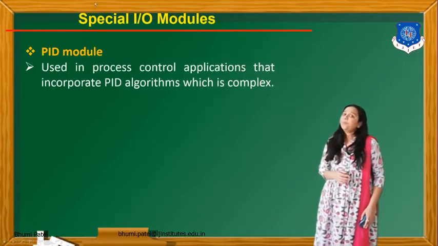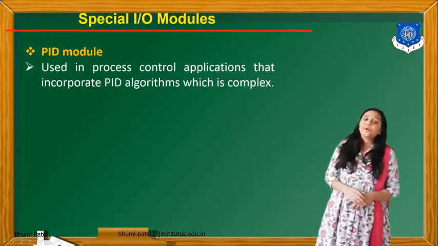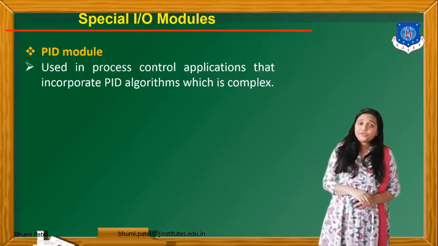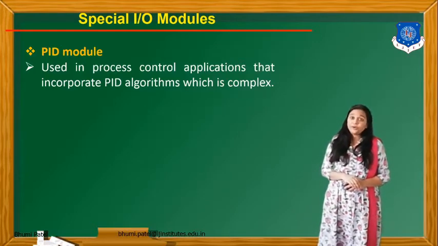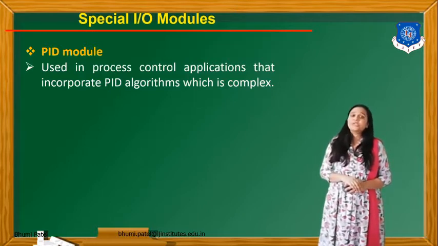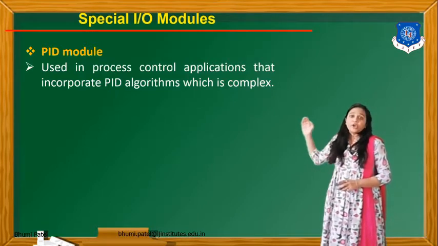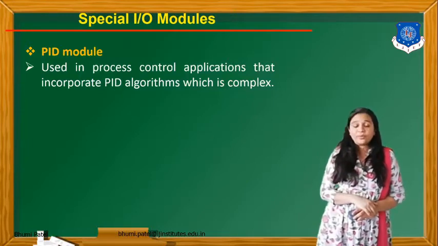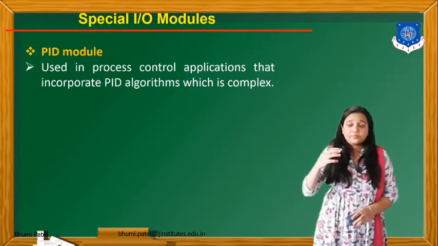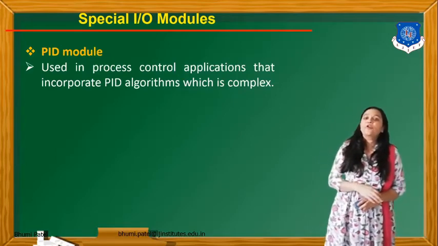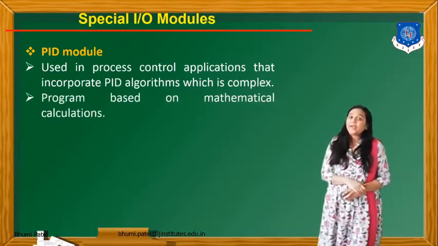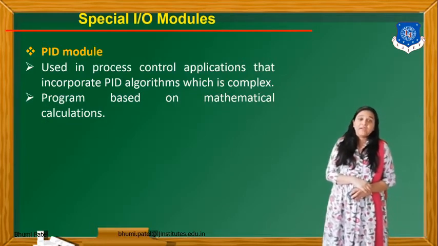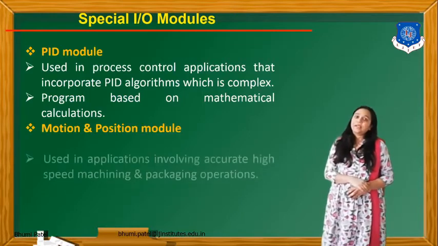The next one is the PID module. It is the most important module used in instrumentation. What is PID? It is the proportional, integral and derivative module used in most process control applications that incorporate the PID algorithm, which is complex. Now in the PLC program, they are given a different layout of the PID module. So the program is based on mathematical calculation. If we deal with PID, we have to do some mathematical calculation.